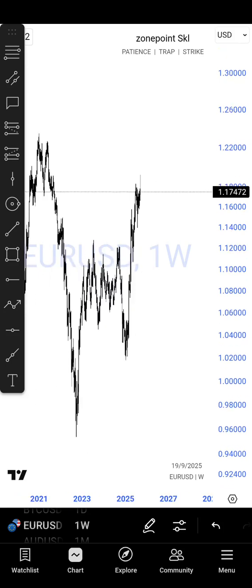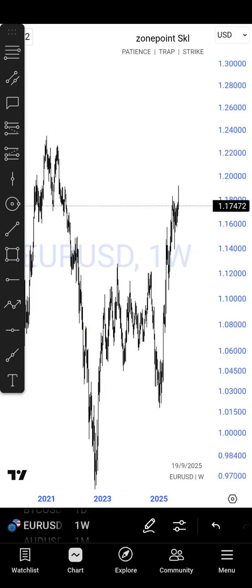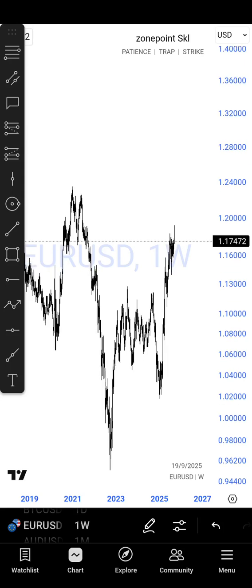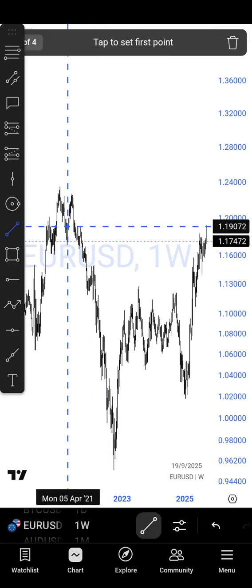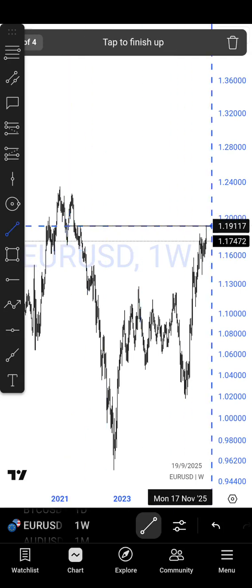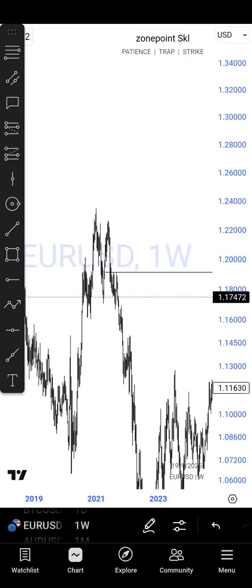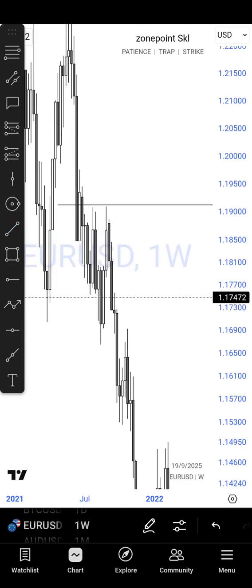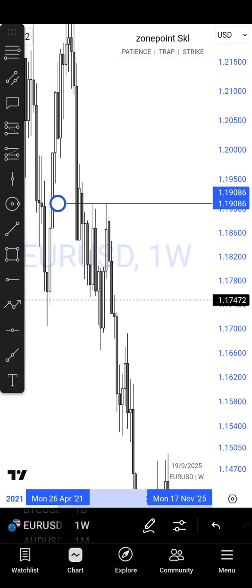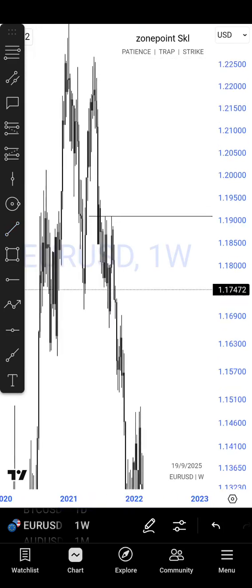So now back to our analysis. Just straight and forward. There was a range here and price did not sweep this last range. Zoom in because I'm using a phone. I'm using a phone, so you just need to zoom in. If it's on a laptop, you will see it clearly, but on a phone, zoom in.